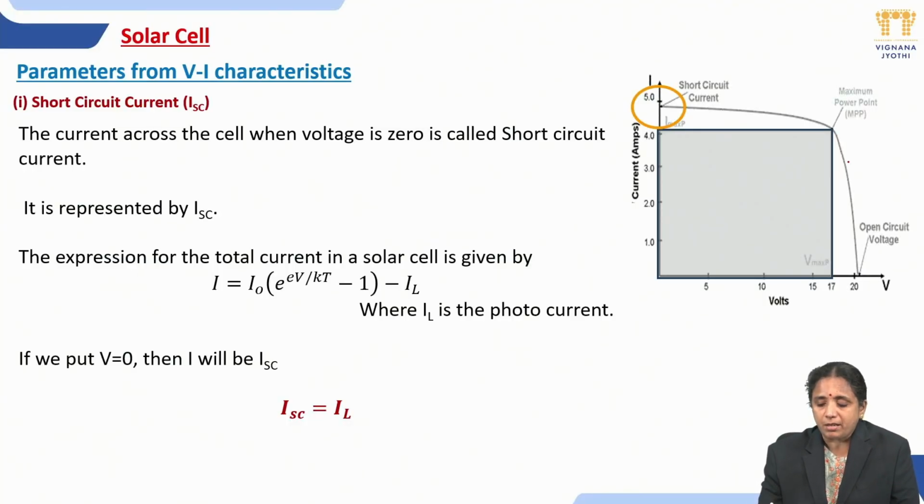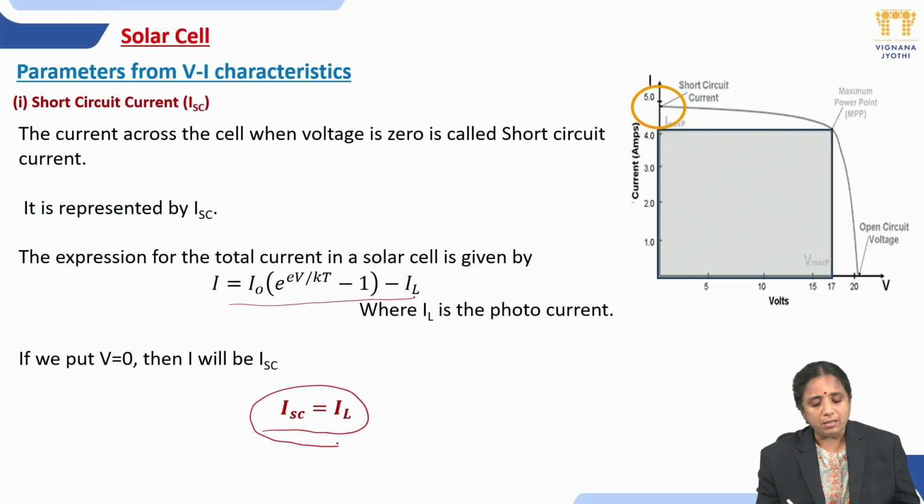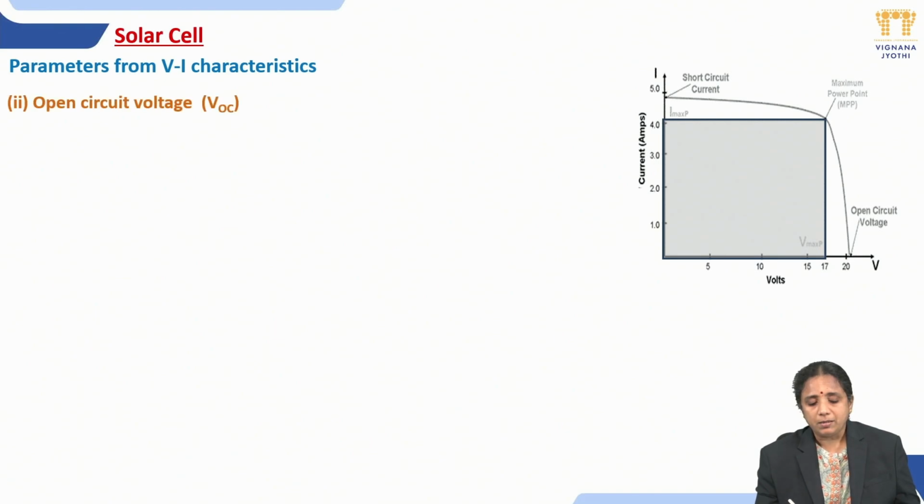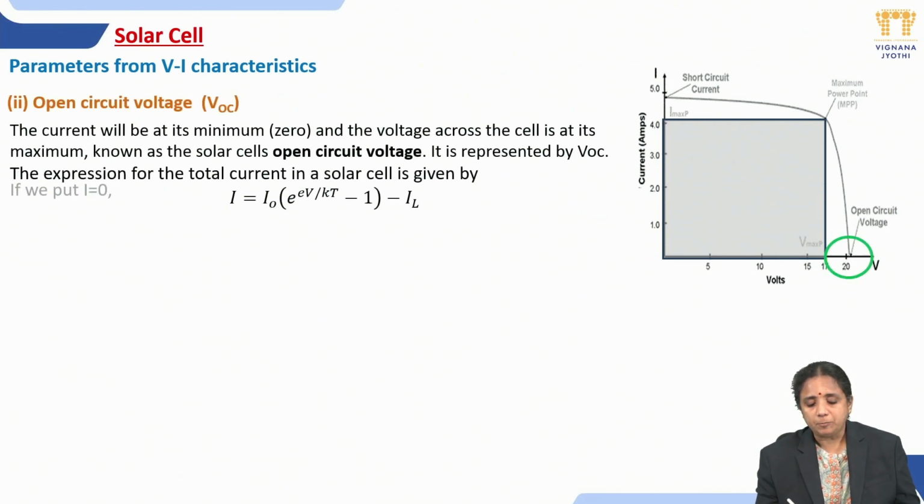IV characteristics graph? First one is the short circuit current, ISC. The expression for the total current in the solar cell is given over here. But when we put V equal to 0, the short circuit current will be nothing but equal to the photo current, IL.